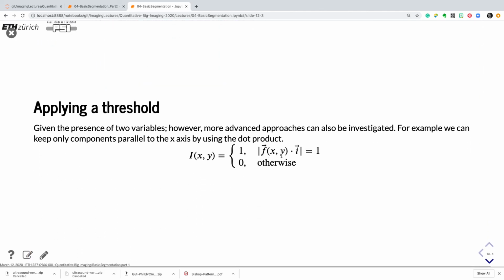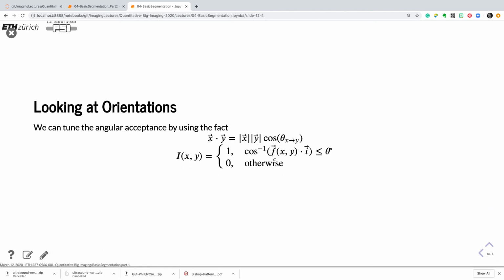So we could say that if the absolute value of the vector is equal to 1, then I want to have this segment. And with that we can get a blob in the middle, for example. You can also look at orientations, so getting a certain pie slice out of the data. And yeah, you can be creative about how to extract this information. Most likely there is a physical interpretation that you want to put into this segmentation.